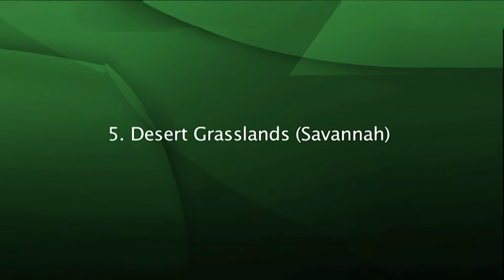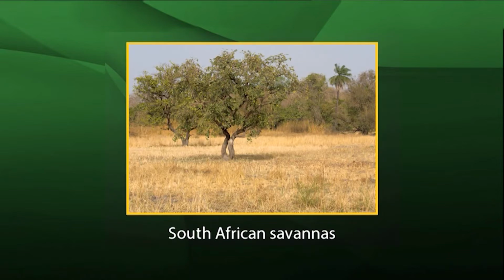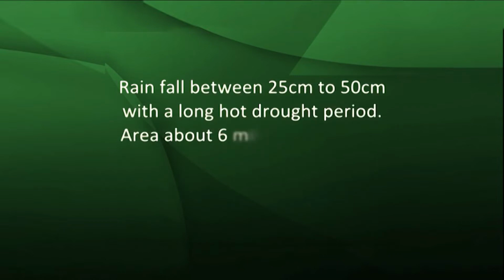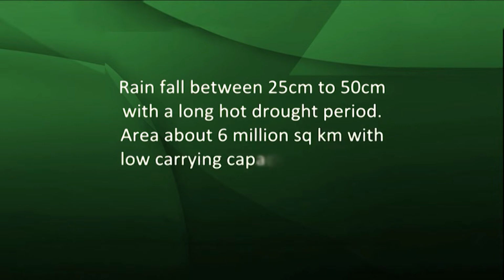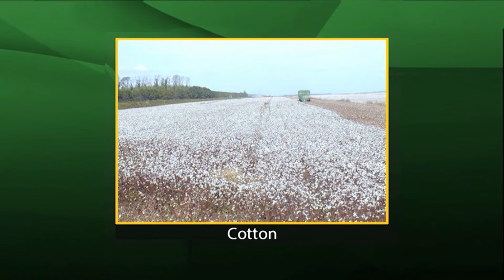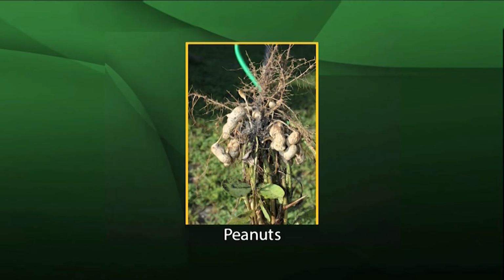Then there are desert grasses, savanna, called thorn bush steppes. Rainfall here is between 25 centimeters to 50 centimeters with a long hot drought period. Their area is about 6 million square kilometers with low carrying capacity and about 2.5 million square kilometers under agriculture, producing cotton, sorghum and peanuts.